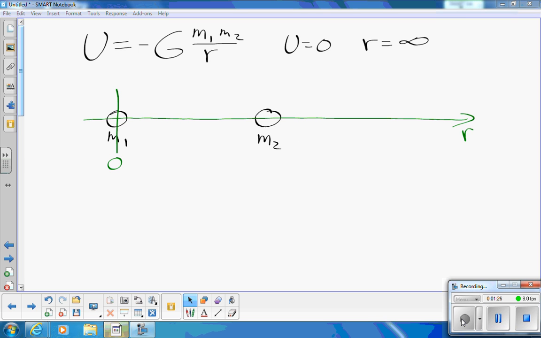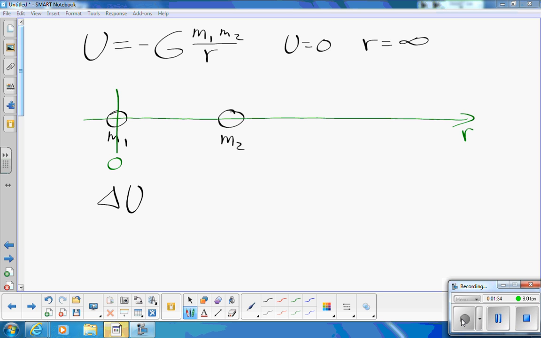Okay. Why am I moving it? Well, because what I'm going to use is the definition of potential energy, which is that the change in potential energy of a system is equal to the negative of the work done by the conservative force that we're interested in. In this case, that conservative force is gravity. So what we're going to end up deriving is an expression for the change in potential energy when the system changes state, or in other words, when these things move farther apart or closer together.